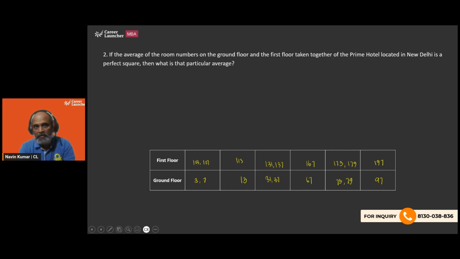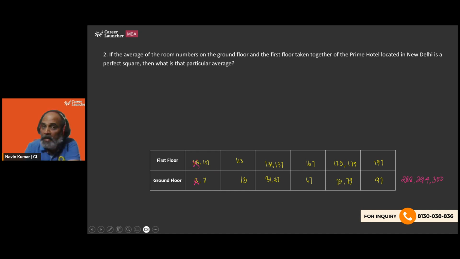Okay, next one. If the average of the room numbers on the ground floor and the first floor taken together of the prime hotel located in New Delhi is a perfect square, then what is that particular average? So as of now, we already know that 103 and 3 are not permitted, right? So the sum that we can have for the ground floor is going to be 288, 294, or 300, the one we have already seen.